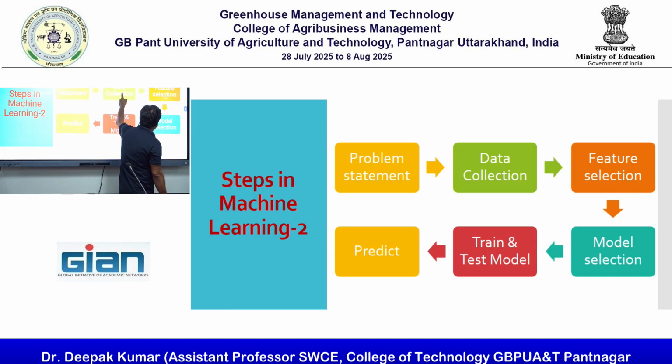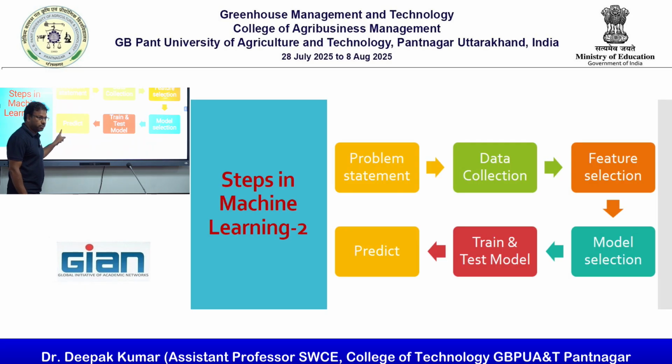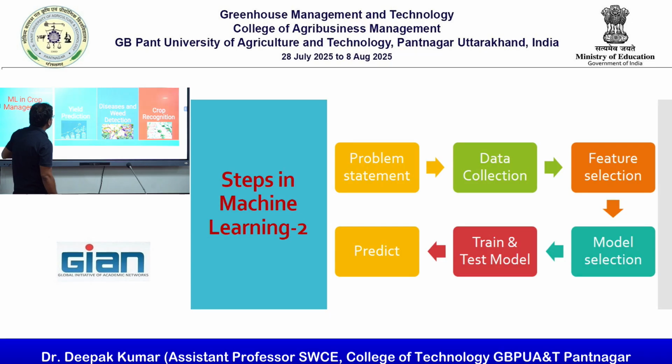When the data is collected, then what happens? Feature selection, which type of algorithm we will apply, and then we will do the model selection, which type of mathematical model or machine learning model we will have. Then we will train, we will once again come back, train and test, and then we will predict. So with data we do this type of things.